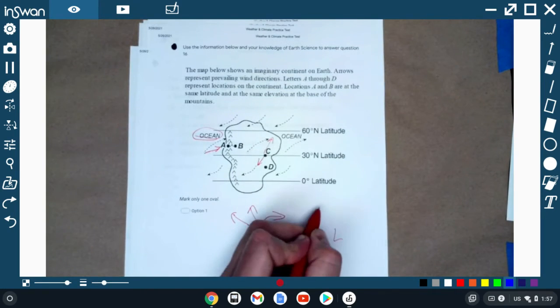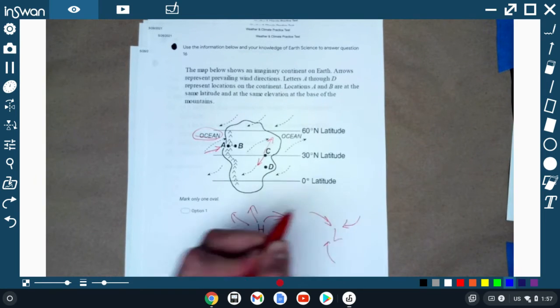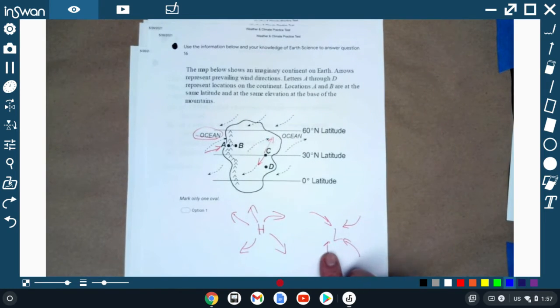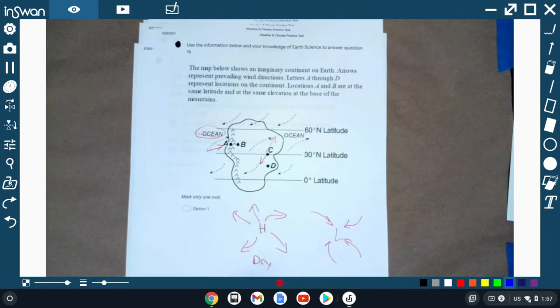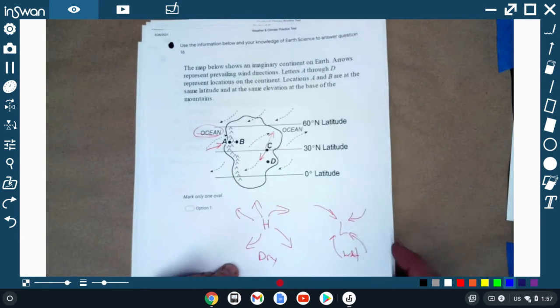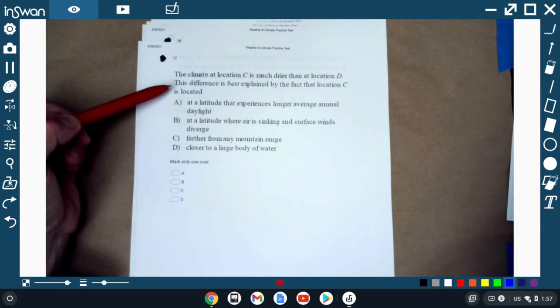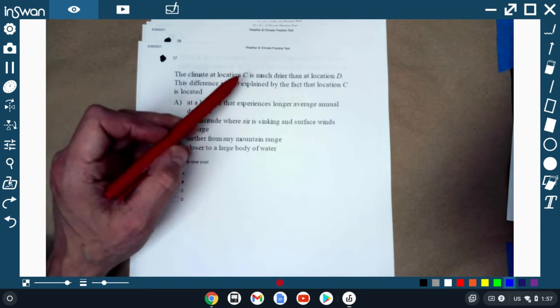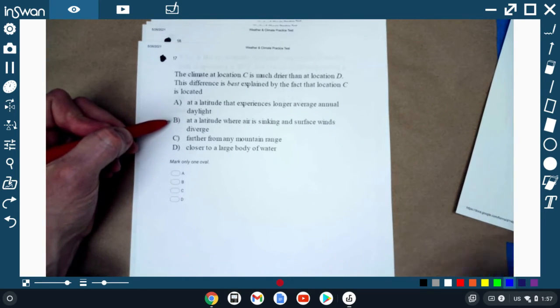And if you have a low pressure, the air actually goes into a low pressure. So C is going to have a high pressure, and we said this is dry. Low pressures are wet. So we should find some conditions that are really dry at location C. And they want to know, the difference is best explained by the fact that location C is much drier, and it's at a latitude where air is sinking and the surface winds are diverging.